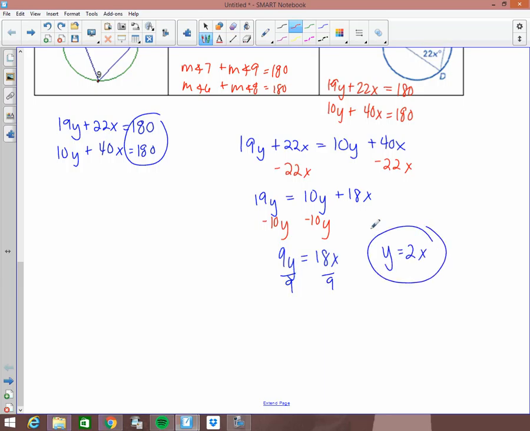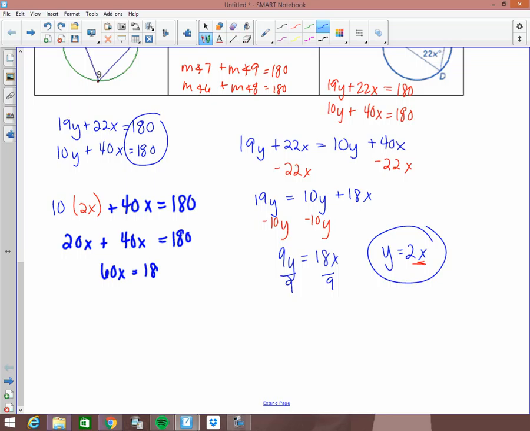Now, from here, I need to plug this into y, so I'll go back over here and I'll say 10 times 2x instead of y, because again, y is equal to 2x. And then I'm going to say plus 40x equals 180. So that's going to give me 20x plus 40x equals 180. And that's 60x equals 180. So x is going to equal 3.